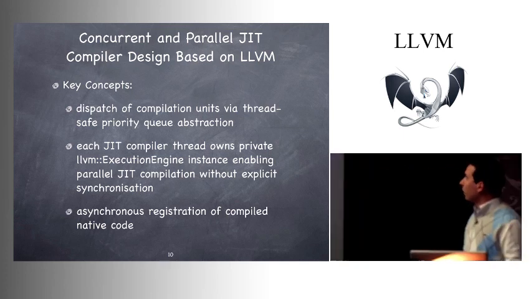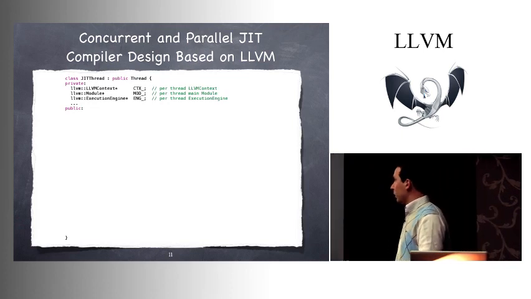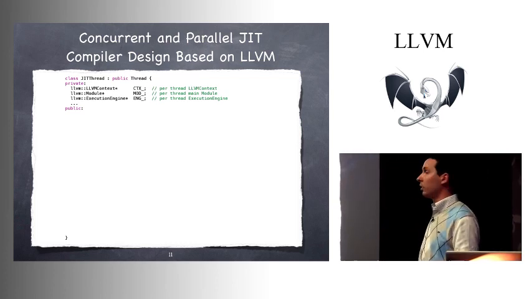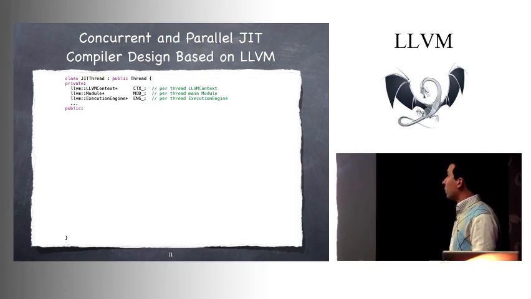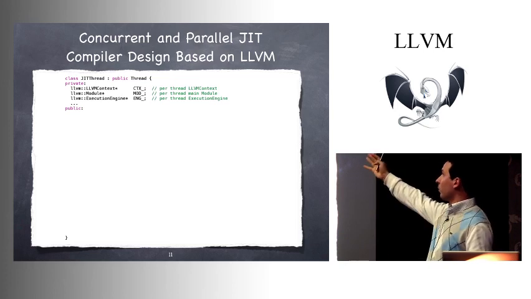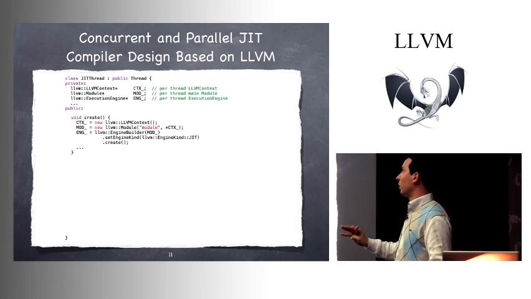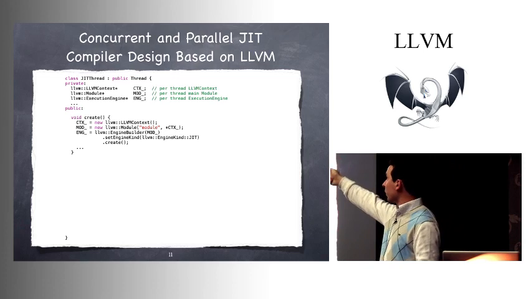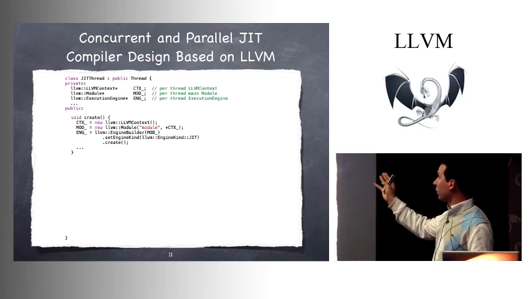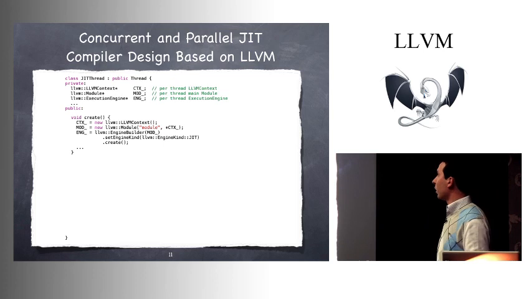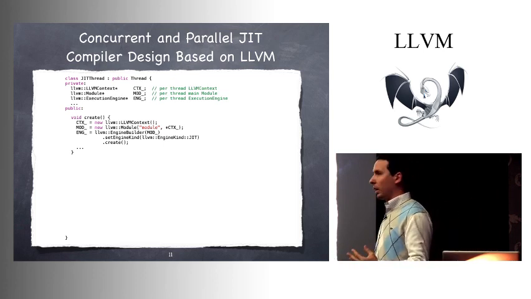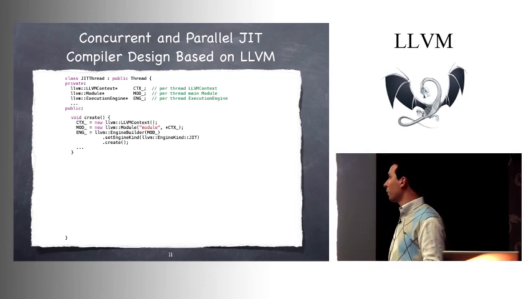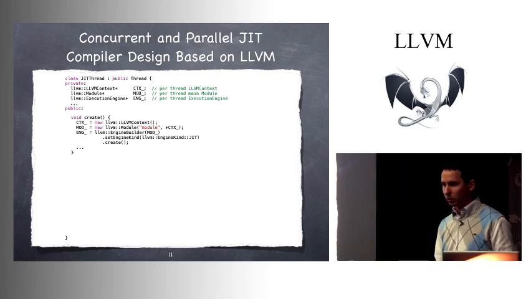Okay, so let's say that after this conference you'd like to go home and quickly check out how to build a multi-threaded JIT. You would implement your JIT thread class, some sort of thread-based class. Then these are the main components that you need. For each JIT compilation thread, you need your LLVM context, and each engine needs a main module, which is also thread private for each thread. And then, of course, you need your execution engine.